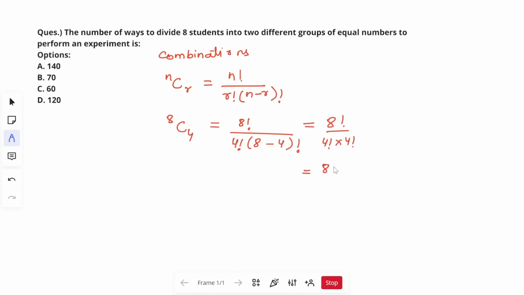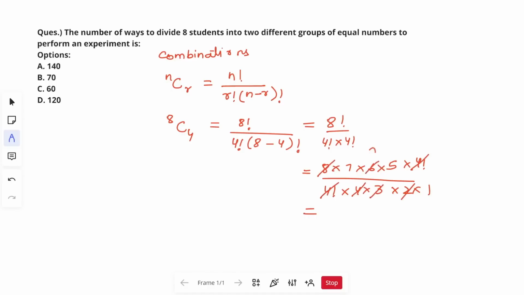This can be written as 8, 7, 6, 5, okay, and into 4 factorial. And this will be 4 factorial into 4, 3, 2, 1. This will get cancelled out, and then further cancelling we can do. So for example, 4 2s are 8, this can get cancelled.